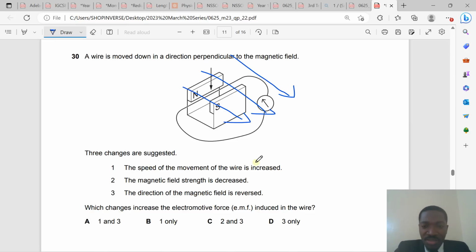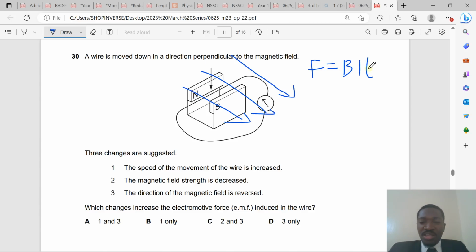How do you get the force? According to the relationship, F equals B I L. That means in order to increase the force, you have to increase the magnetic field strength, increase the current, increase the length of the wire. Probably that will be possible by increasing the number of turns. As you are increasing the number of turns, you are increasing the length of the wire.